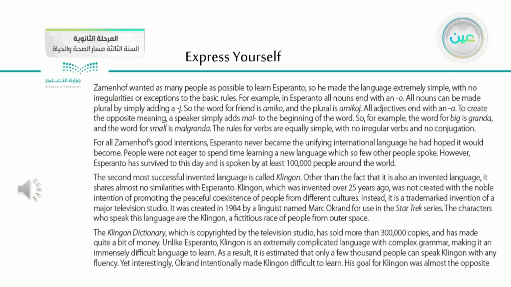The characters who speak this language are the Klingon, a fictitious race of people from outer space. The Klingon dictionary, which is copyrighted by the television studio, has sold more than 300,000 copies and has made quite a bit of money. Unlike Esperanto, Klingon is an extremely complicated language with complex grammar, making it an immensely difficult language to learn. As a result, it is estimated that only a few thousand people can speak Klingon with any fluency. Yet, interestingly, Okrand intentionally made Klingon difficult to learn. His goal for Klingon was almost the opposite of Zamenhof's.